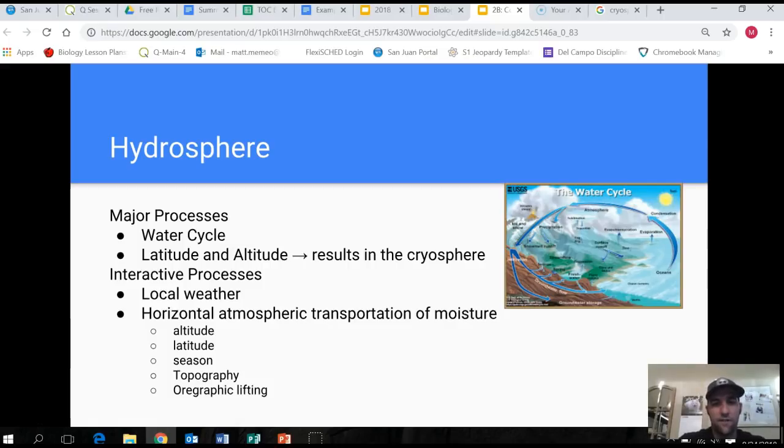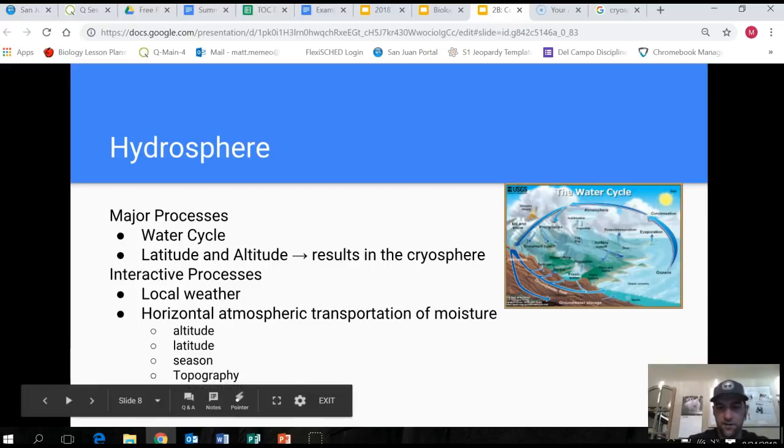There's a thing called orographic lifting, where because of high mountains and the movement of that air up the mountain, carrying that water vapor, we're going to see weather being created around a mountain. And there's a video on the next slide that I want to show you that illustrates that.